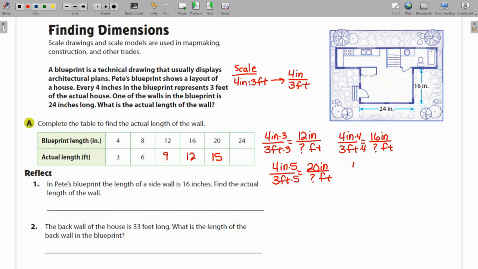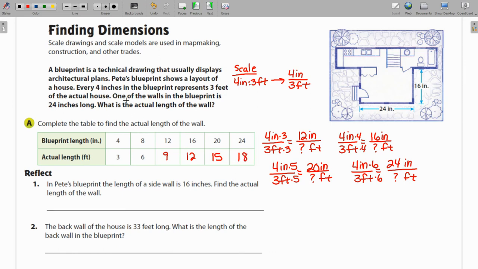Now for my last one, I have 4 inches of drawing length for every 3 actual feet of the home. And this time they want to know how many actual feet we're going to have when we have 24 inches in blueprint length. So I'm going to put the 24 inches on top, and we're going to put feet on bottom. Now from here, 4 inches, in order to convert that into 24 inches, I would need to multiply that 4 inches by 6. So since the numerator is being multiplied by 6, I would multiply the denominator by 6. 3 feet times 6 is going to give me 18 feet.